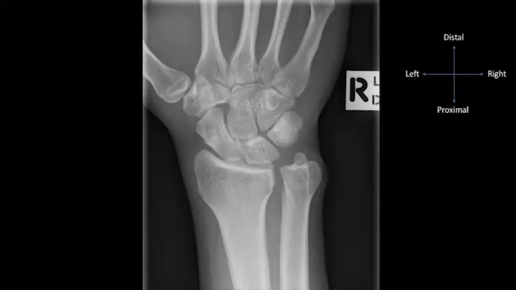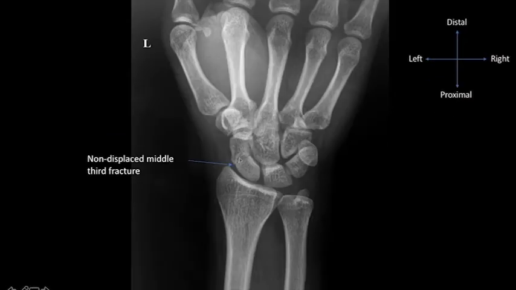In this plain posterior anterior radiograph of the right hand, the scaphoid bone can be seen in the proximal row of the carpal bones. It appears as a radiopaque, large boat-shaped carpal bone on the radial side of the lunate. The waist of the scaphoid bone makes up approximately 70% of all scaphoid fractures. This type of fracture is referred to as a middle third fracture.